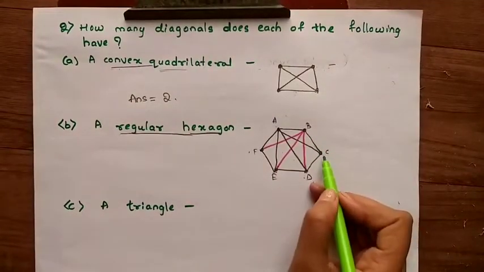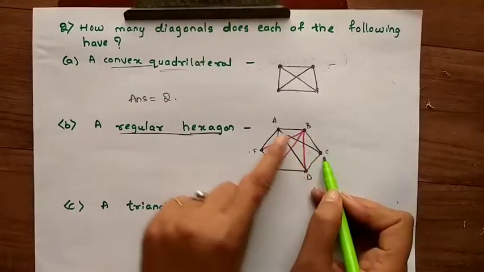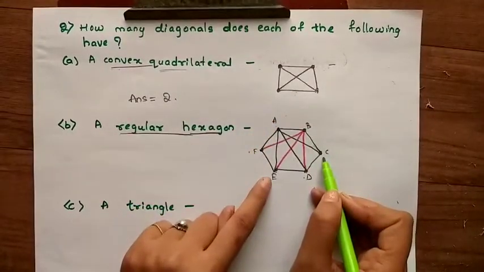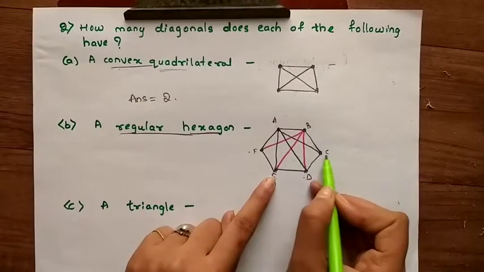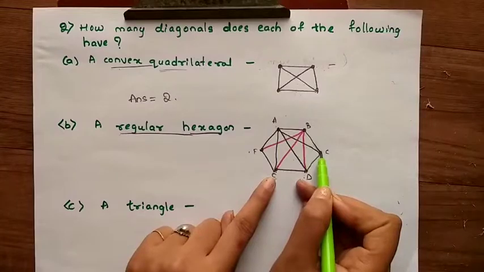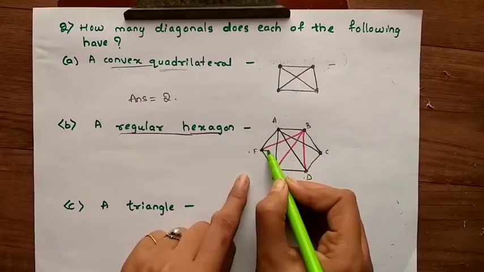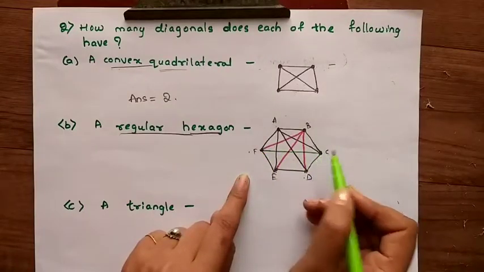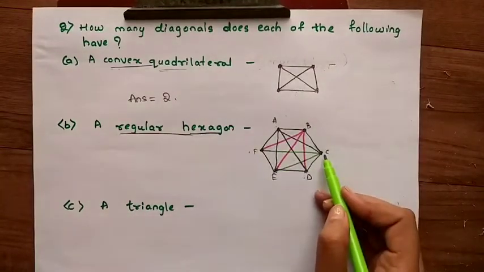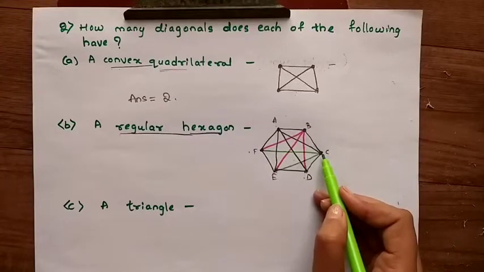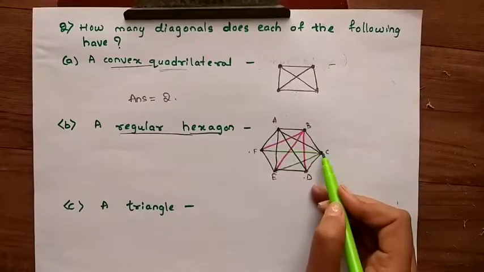Next, from vertex C, again we have to draw the diagonals. Here C's non-adjacent vertices are A, F, E. Now join A to C. Already A to C is connected, so we should not consider this one. Next we have to join C to F, and then E to C. From C, the new diagonals we drew are C to F and C to E. A to C is already joined.